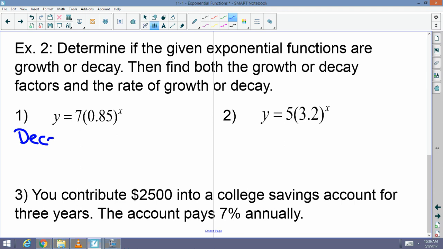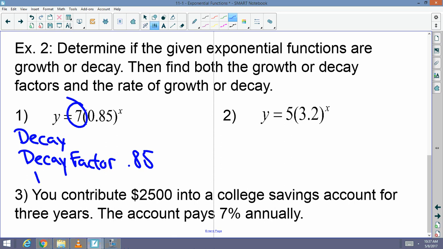Now, what is the decay factor? The decay factor, thank you, is 0.85. That means that my original amount of 7, it's 85% of it every X unit of time. Now, that's my decay factor. What was my rate of decay? What's the R that I subtracted from 1 to give me this 0.85?